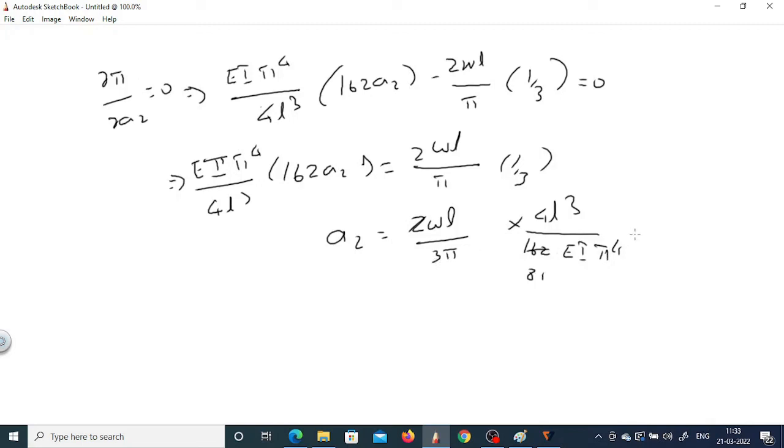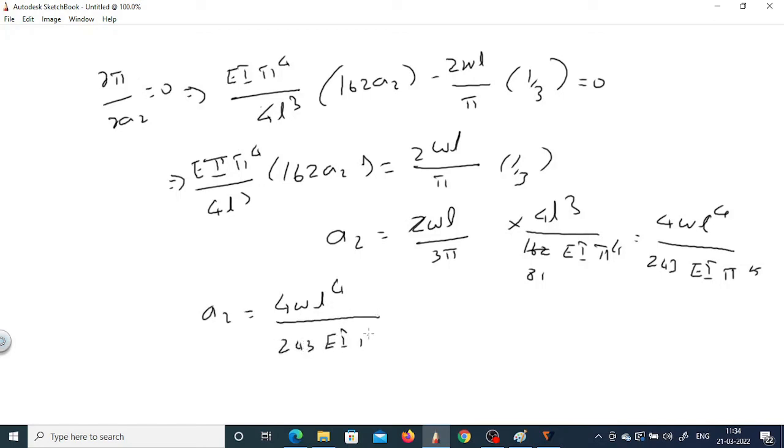81 into 3, what happens, this equation can be written as 4WL power 4, because here L available, here L cube available, so if I multiply L cube into L, I got L power 4 divided by 81 into 3, I got 243 EI pi power 5. Likewise, A2 can be easily written as A2 is 4W L power 4 divided by 243 EI pi power 5. Likewise, we got. After that, I move to next step.